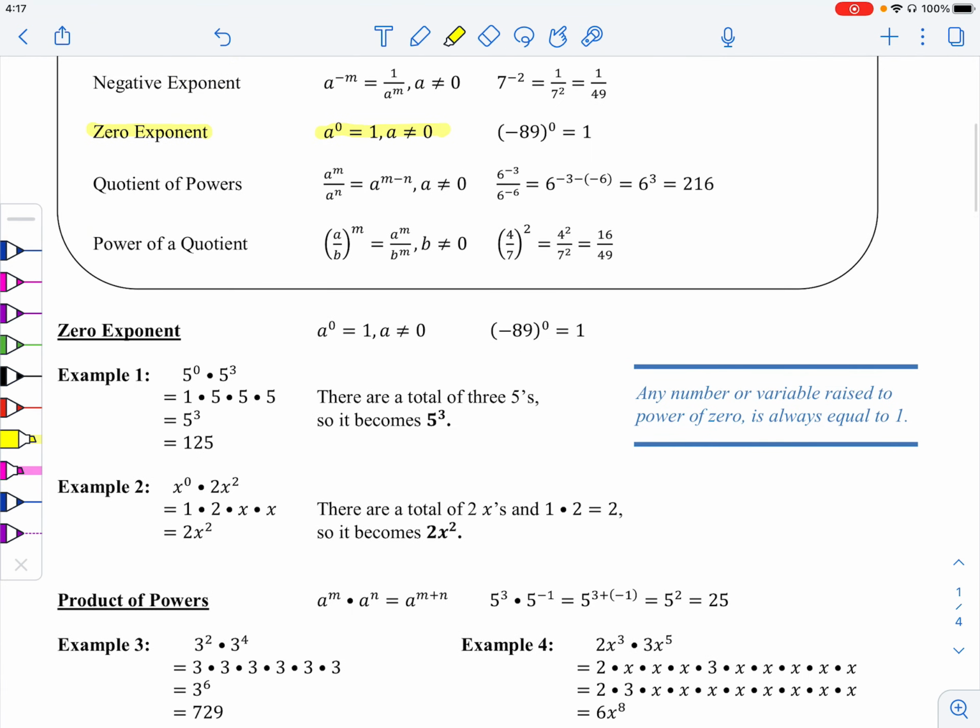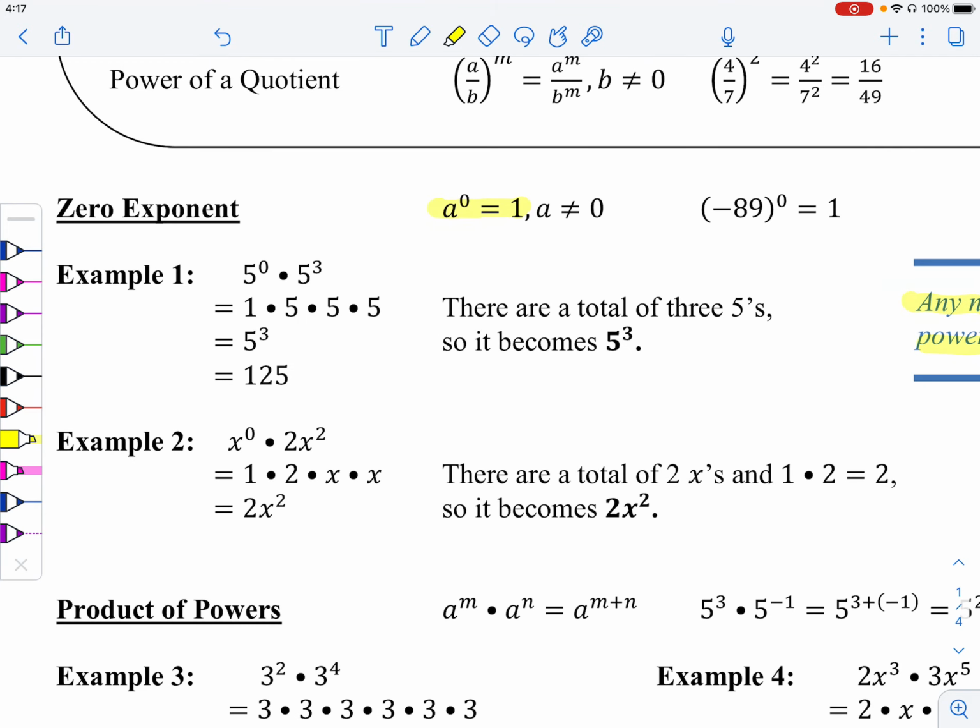So first one, zero exponent. Any number or variable raised to a power of 0 is always equal to 1, right? So any number that's raised to the power of 0 is equal to 1. And your base number, which is your a or b, is not equal to 0. So for example here, we have 5 to the 0th power. This is always just equal to 1. Any number to the 0th power is 1.